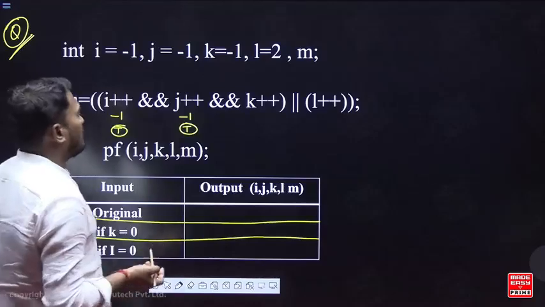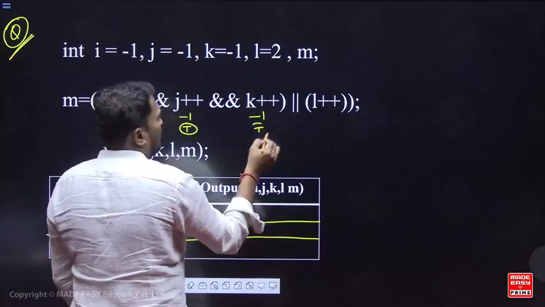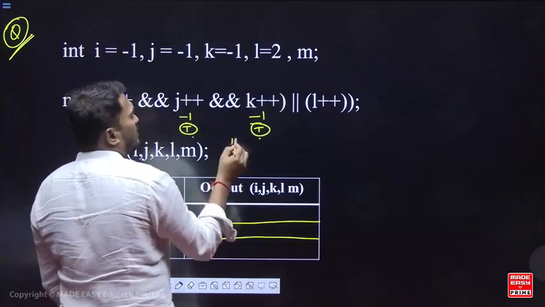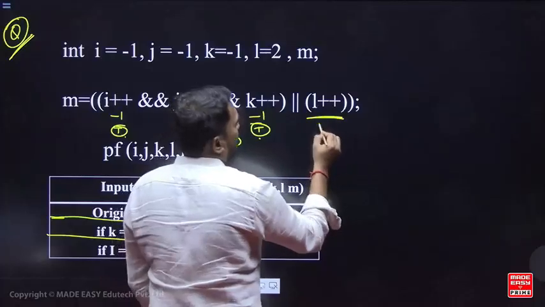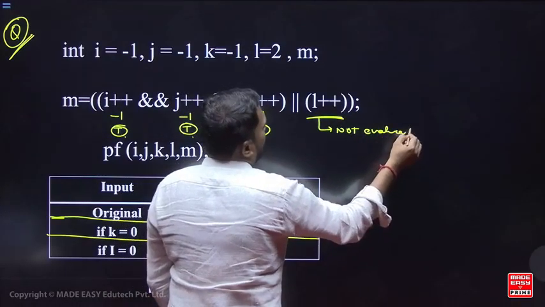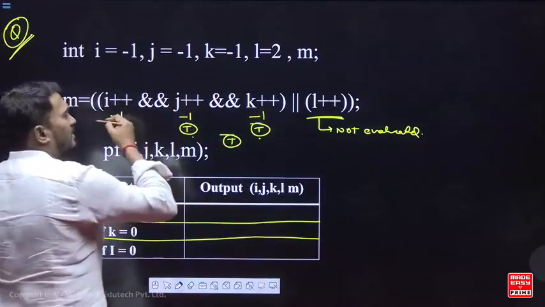Next, afterwards, you say k plus plus. So k value is also -1. That is also true. So this is true, this is true, this is true. So the entire expression is what? True. If this entire expression is true, is this evaluated here? No. This is not evaluated in the original input.